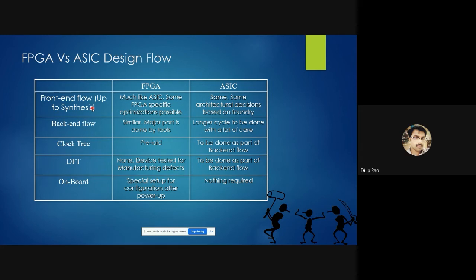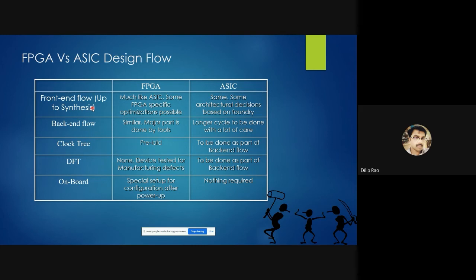So as I mentioned before, FPGA is not rocket science. It's not something very different out of this world. It's very similar to ASIC design, at least from a front end point of view. Backend flow is similar, but as I said, it's much more complex in ASIC because there is a lot of other overheads that creep in. For example, you need to worry about DFT, you need to worry about power, you need to worry about so many other things, clock tree, for example.